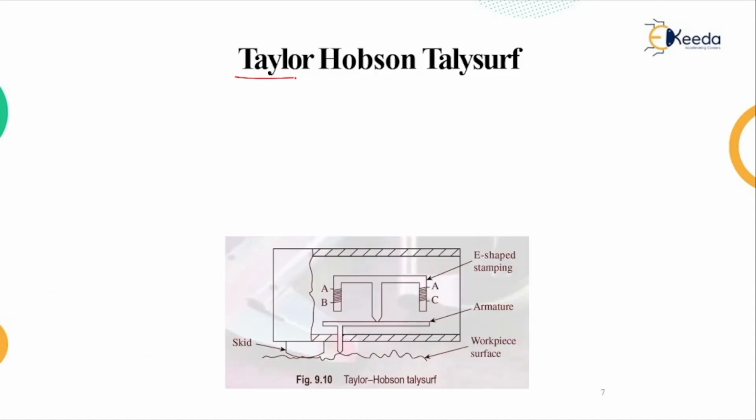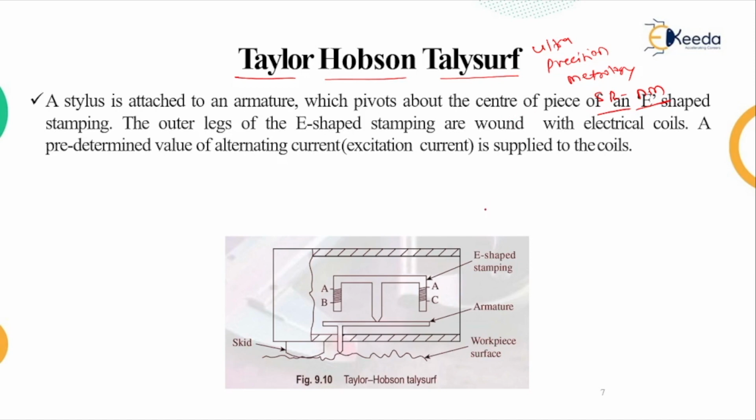Now what is the Taylor-Hobson Talysurf? The Taylor-Hobson Talysurf is generally used for ultra precision metrology, meaning for measuring surface roughness mostly in nanometers. You can see the construction: a skid, that is a shoe for the reference or datum, the stylus, then the armature, and this E-shaped stamping, and the coil AB and coil AC.